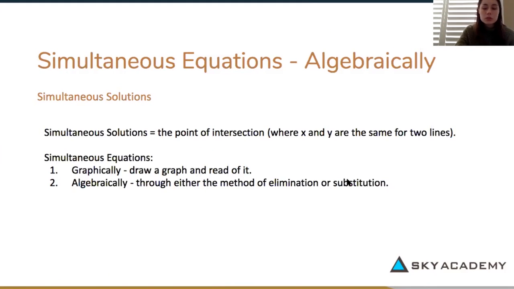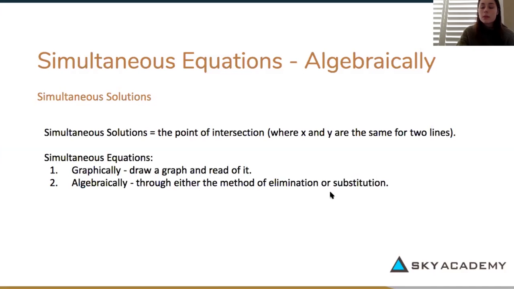Simultaneous solutions is simply just the point of intersection, so hopefully this is some revision for you if you've watched the previous video, and it's just where x and y are the same for two lines. So if your graph has two lines, the point of intersection, or where x and y are the same, is going to be our simultaneous solution. So now let's have a look and see how we solve algebraically through the substitution method.